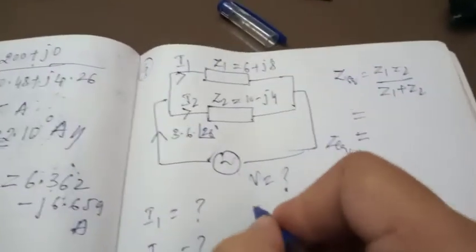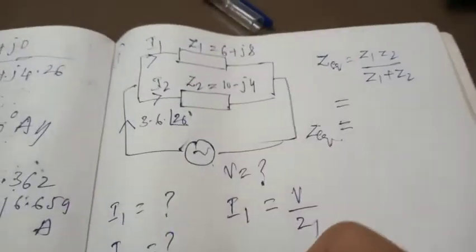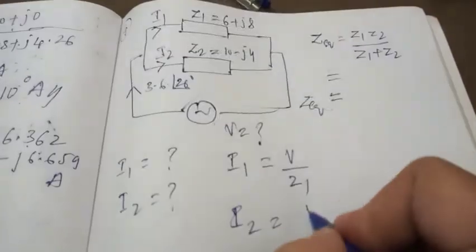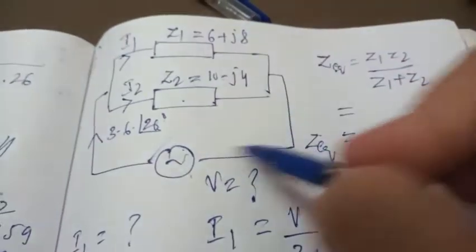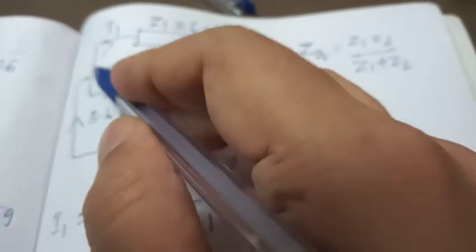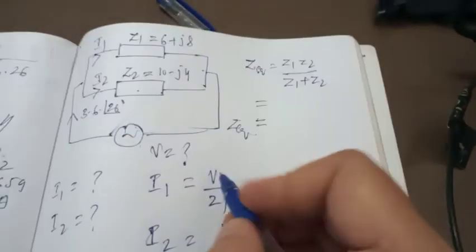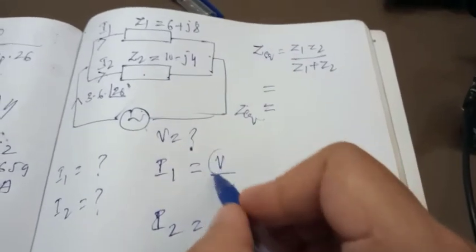What is the formula for I1? I1 is equal to V by Z1. What is the formula for I2? V by Z2. In a parallel circuit, V will be the same because both are across the same two nodes. So the formulas are V by Z1 and V by Z2. To calculate I1 and I2 I need V, and V is unknown again.